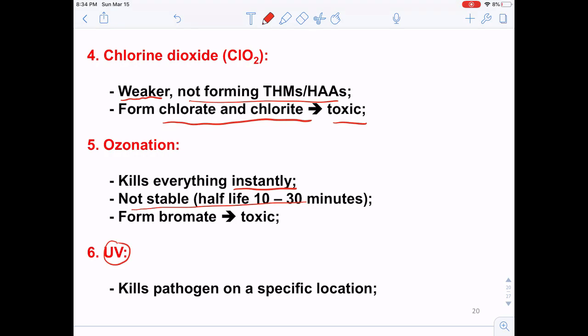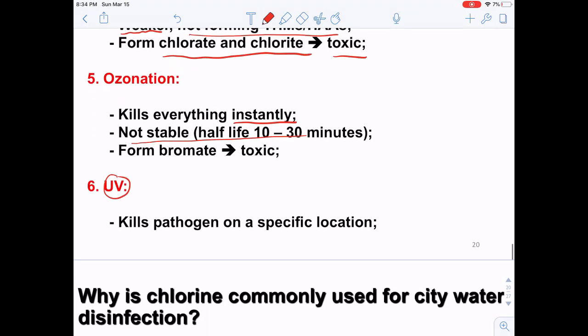So you can see that there are a lot of counterbalances we're talking about here, right? On one hand, we want to disinfect the water to remove all of those pathogens, but on the other hand, we don't want to form these toxic byproducts from this disinfection process.